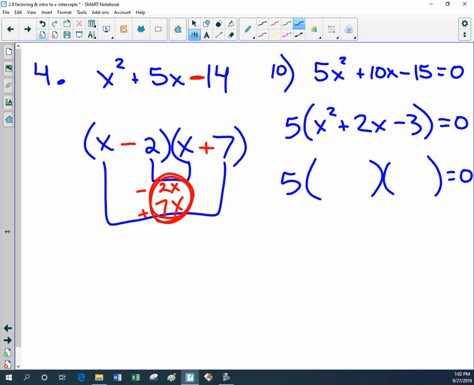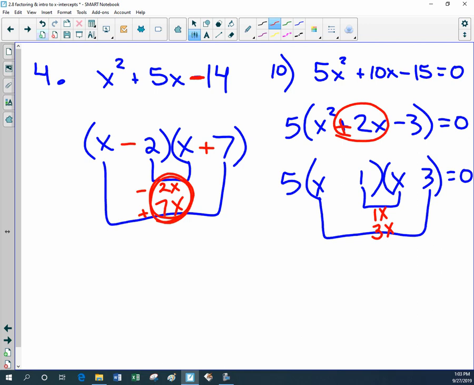Factors of x squared, x and x. Factors of 3, 1 and 3. If I put 1 in, put 3 in, I know the signs are opposite. So this is 1x and 3x. I'm trying to get a positive 2x. So to get a positive 2x, the bigger one has to be positive. So it'd be x minus 1 and x plus 3.